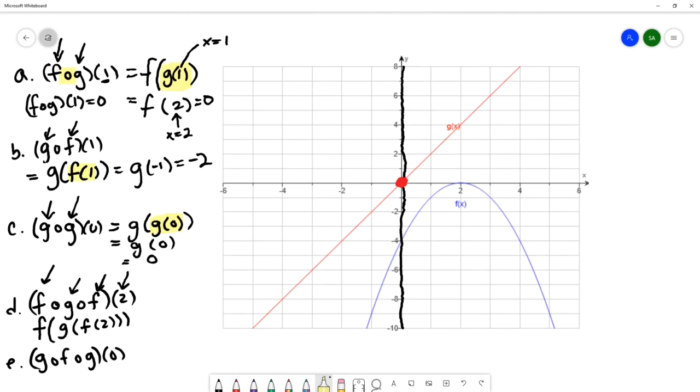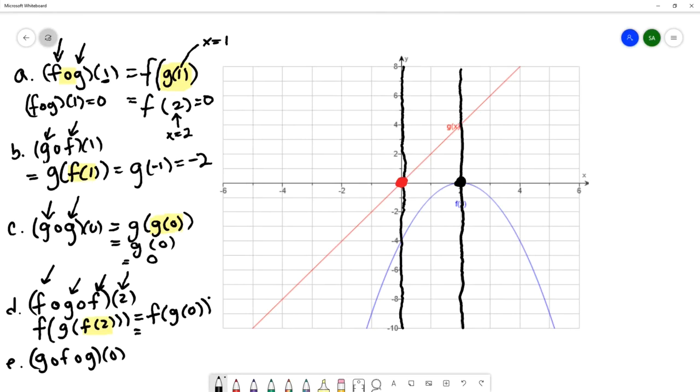So we'll start by finding f of 2. X equals 2 is this vertical line here. Every ordered pair on that line has an x-coordinate of 2. We're interested in this point here that crosses the graph of f. That y-coordinate will be 0. That's f of g of 0. F of 2 is 0.